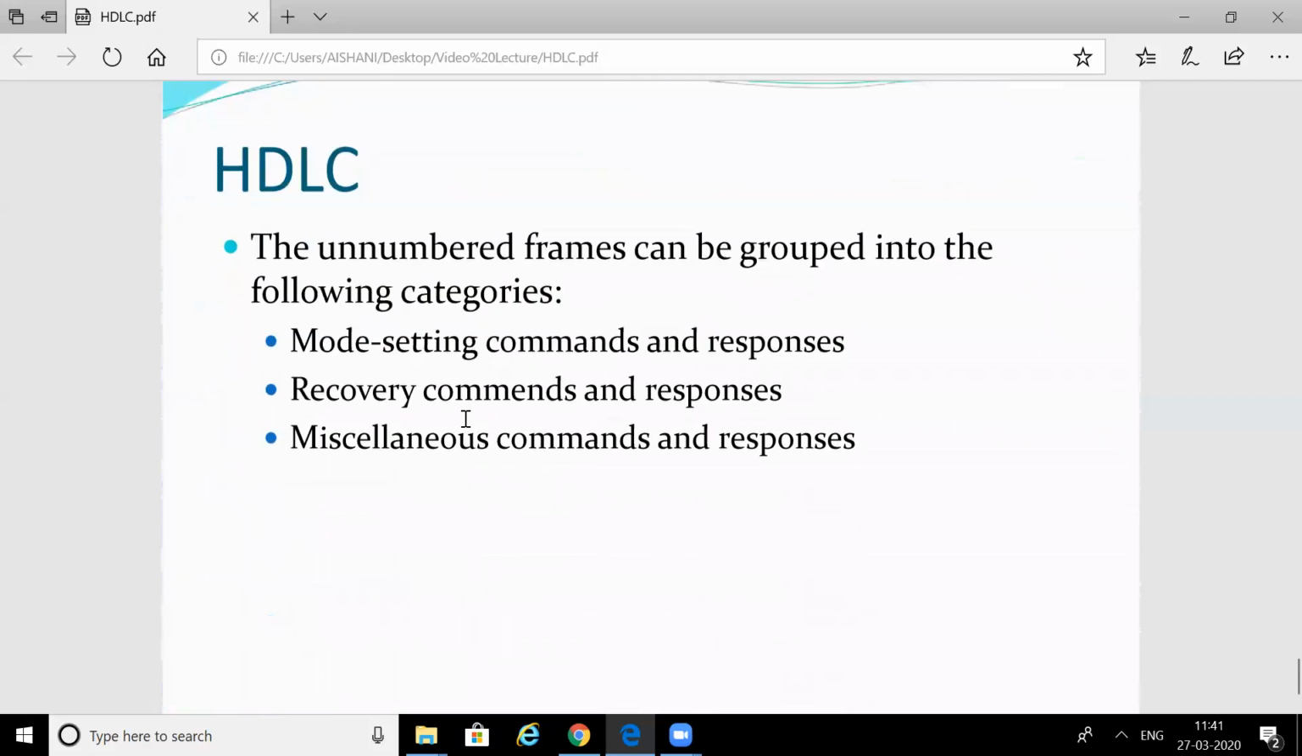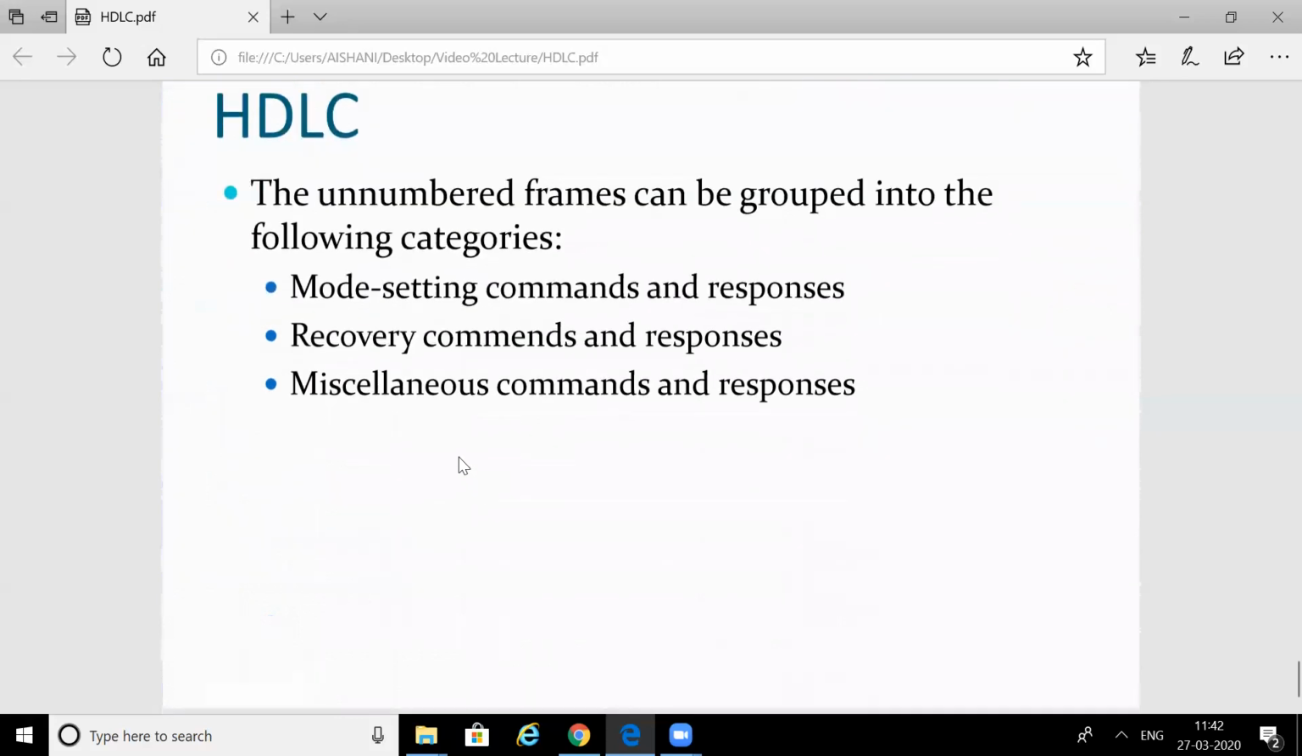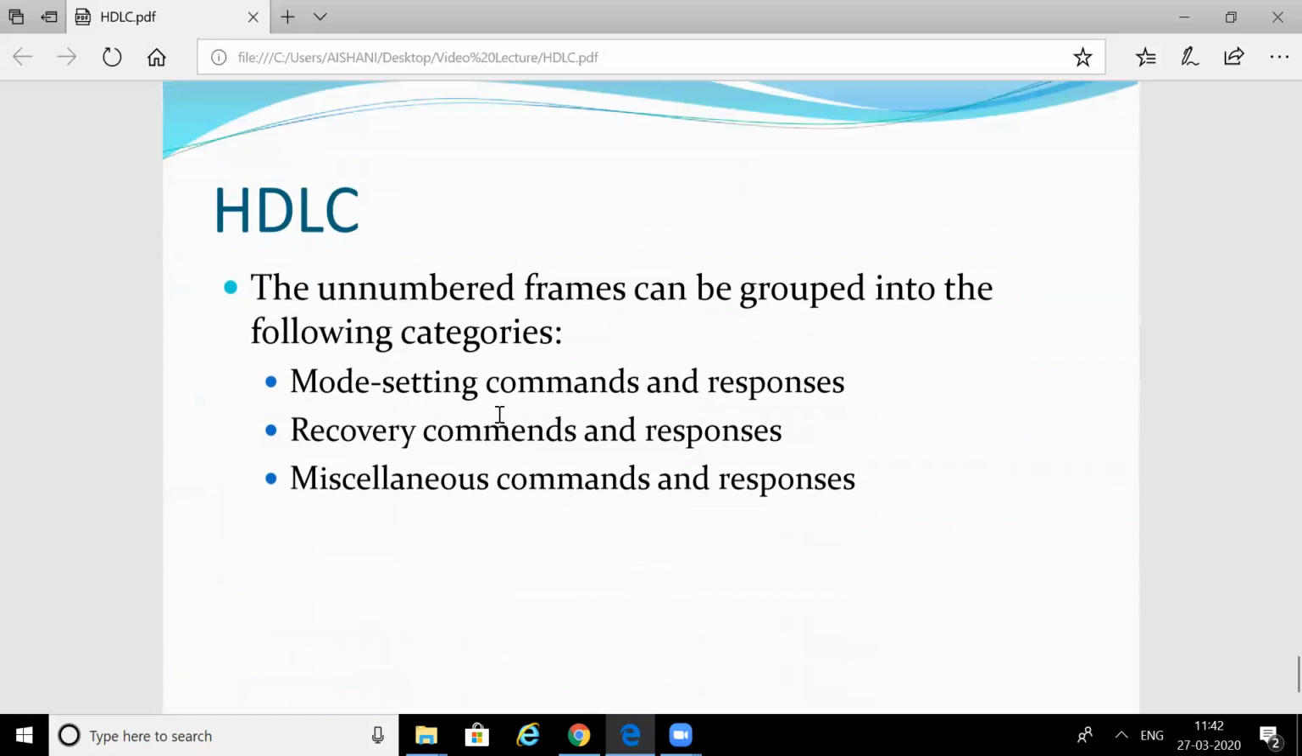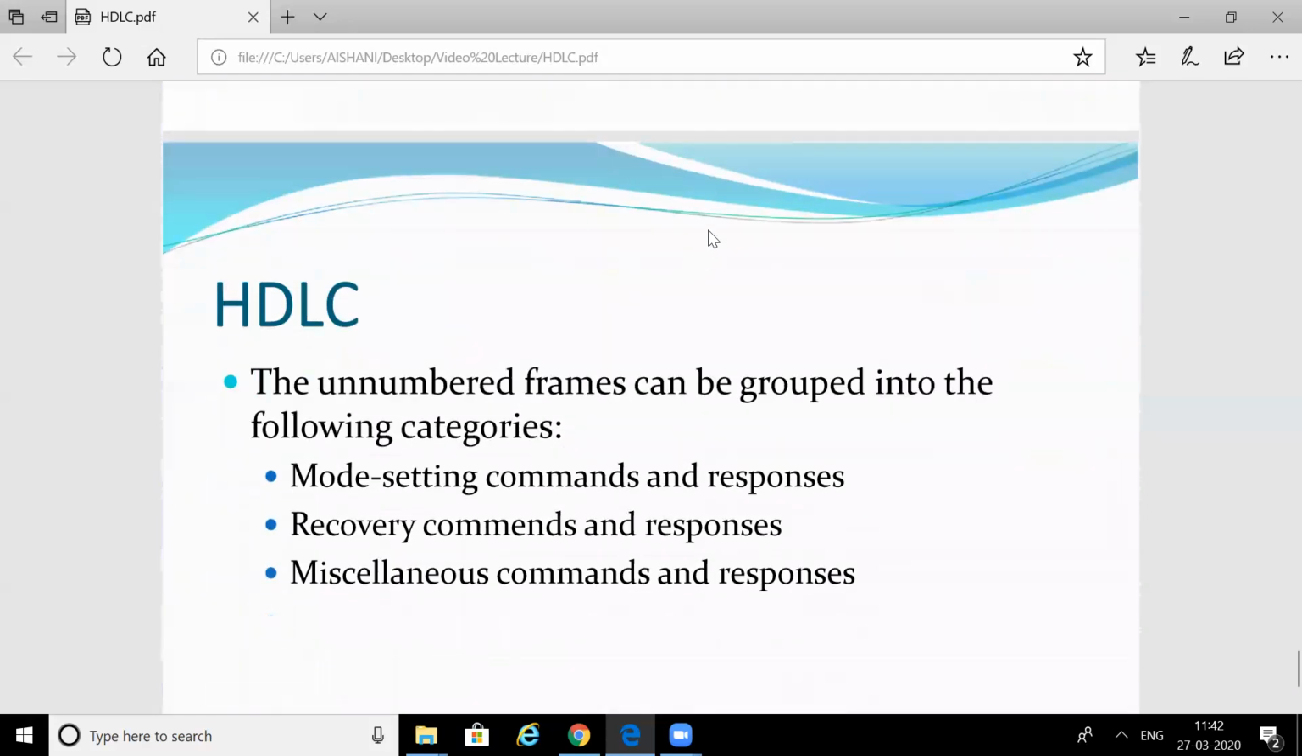Now the basic use of the unnumbered frames. The unnumbered frames can be grouped into the following categories: mode setting commands and responses, recovery commands and responses, and miscellaneous commands. So that's all for HDLC, High-level Data Link Control.